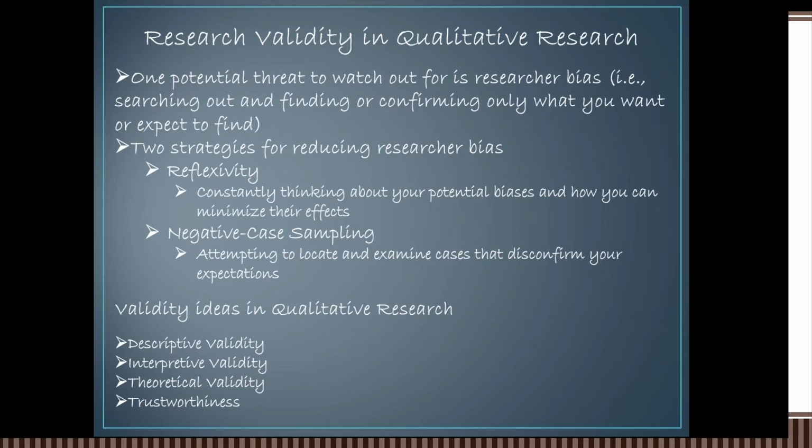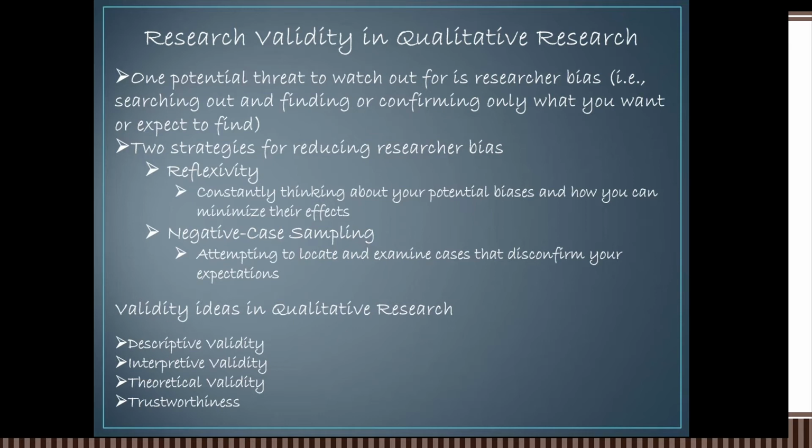You could use reflexivity, which is constantly thinking about what your potential biases are and how you can minimize those biases, and also being able to give that information to your reader, that you understand that you have these potential biases because of your perspective and because of your background, but here's what was done to make sure that you were reducing the researcher bias.